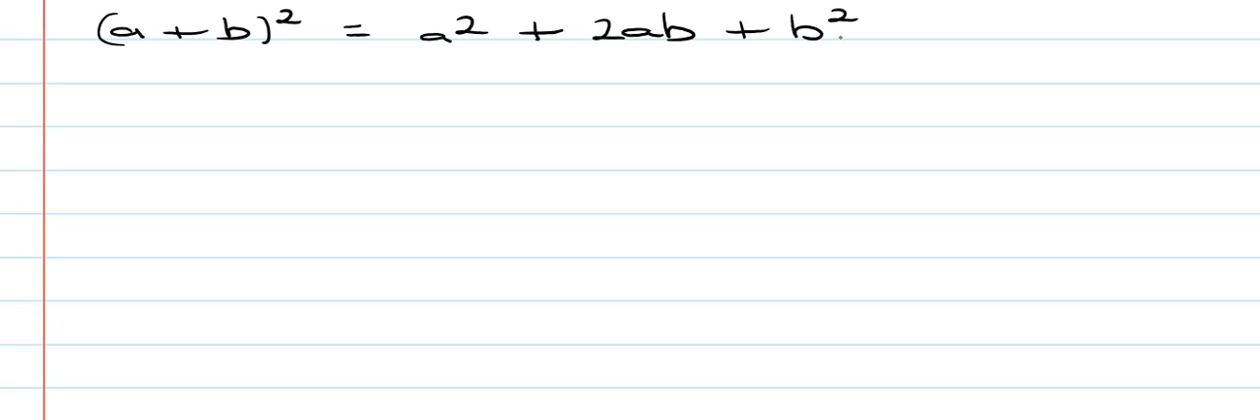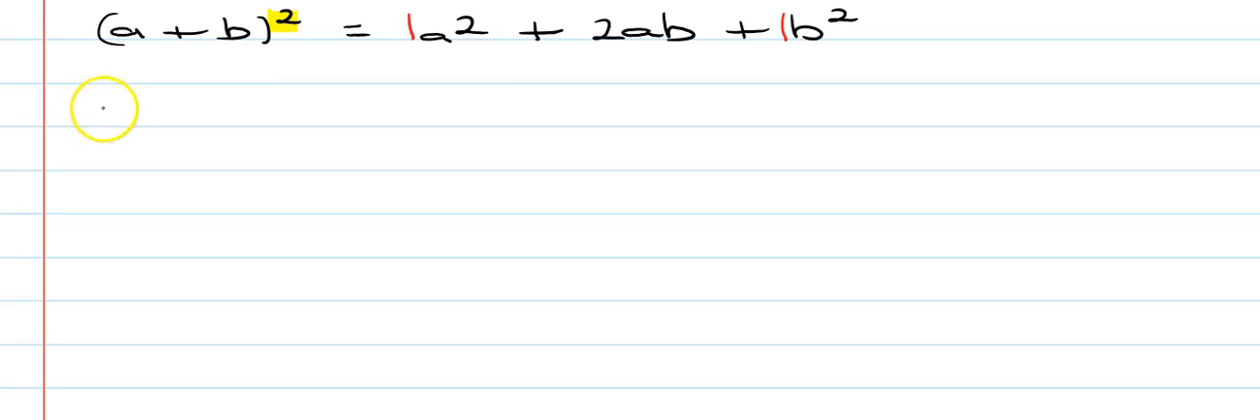Now let's have a look at the coefficients of this particular expansion. If we look at the coefficient of the first term, we get a 1, then we've got a 2, and then we've got a 1 here. Incidentally, that's the second row of Pascal's triangle. We were expanding a quadratic, so obviously it's a squared term. What I want to do is just bear this in mind.